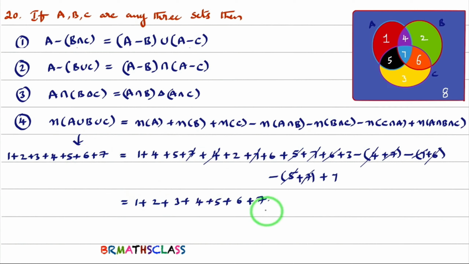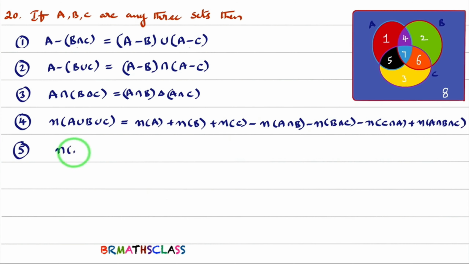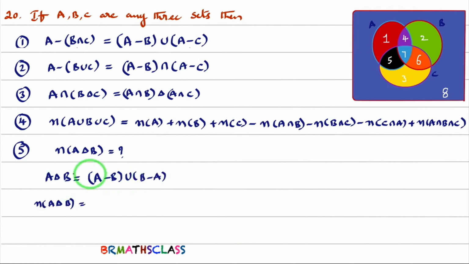So I am trying to explain this result with the help of Venn diagram. Number of elements in A delta B. How many elements will be present in the symmetric difference between two sets? So I'll try to prove this result. We know that A delta B. What is the formula for A delta B? A delta B can be written as (A minus B) union (B minus A). Correct? As these two sets are equal, the number of elements in A delta B is the same as the number of elements in (A minus B) union (B minus A).